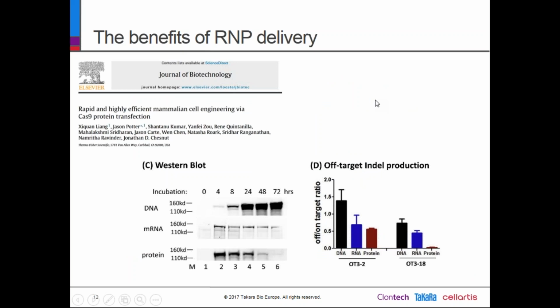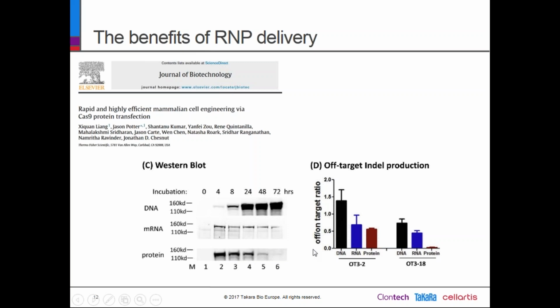In this publication from Liang and collaborators, they observed the same as in the paper from Kim. Here this was lipid transfection, but the authors also used electroporation for other cell types, here in HEK293T cells. Again, you can see that with DNA delivery, the onset takes longer, but then the Cas9 protein will be present for several days in the cells, whereas with protein delivery and also RNA delivery, the onset is much earlier, and the protein will be degraded quickly.